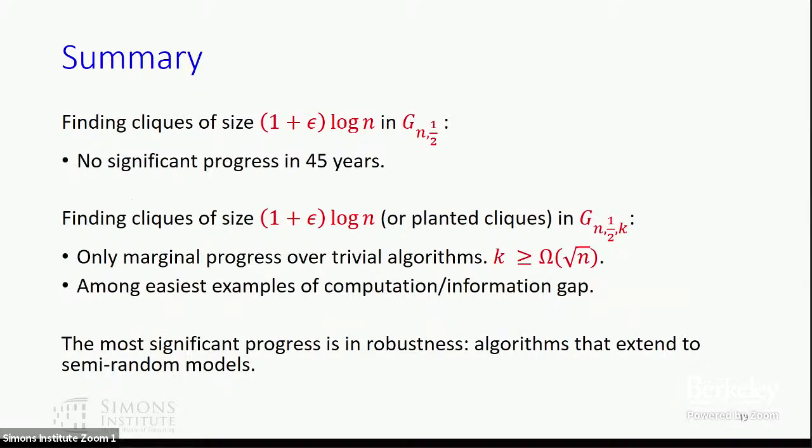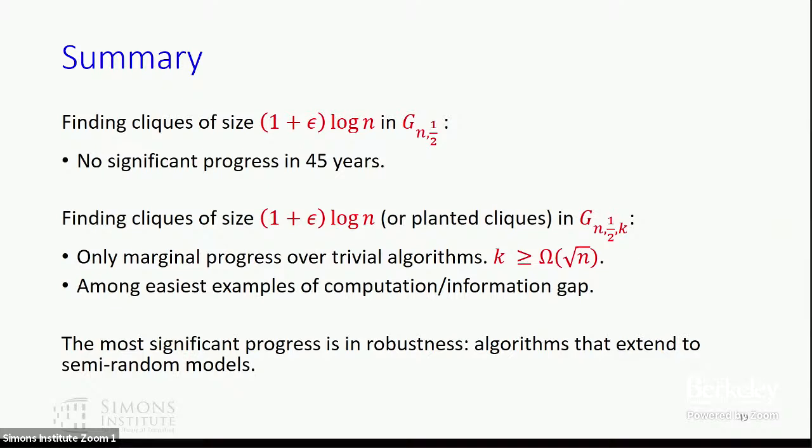Okay, so let me end with what we have seen. The question was to find cliques of size 1 plus epsilon log n in a random graph. And there's really no significant progress on this problem in 45 years. We can ask an easier question, finding cliques of size 1 plus epsilon log n, not in random graphs, but graphs with a planted clique of much larger size. In the G(n, 1/2, k) model, there's only marginal progress over trivial algorithms. We only succeed when k is on the order of square root n, and this can be done by really simple algorithms.